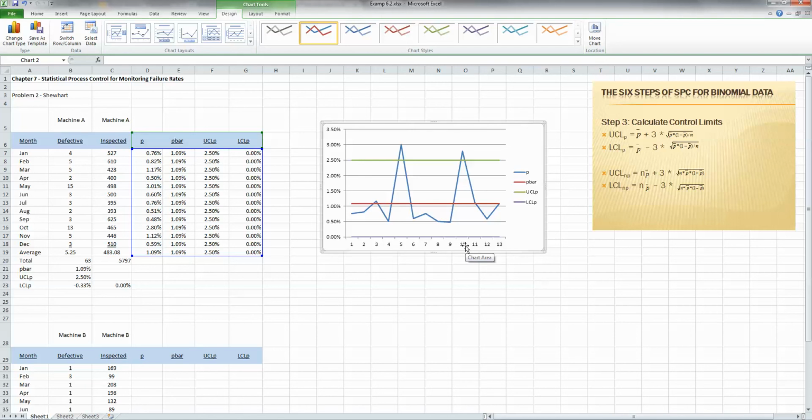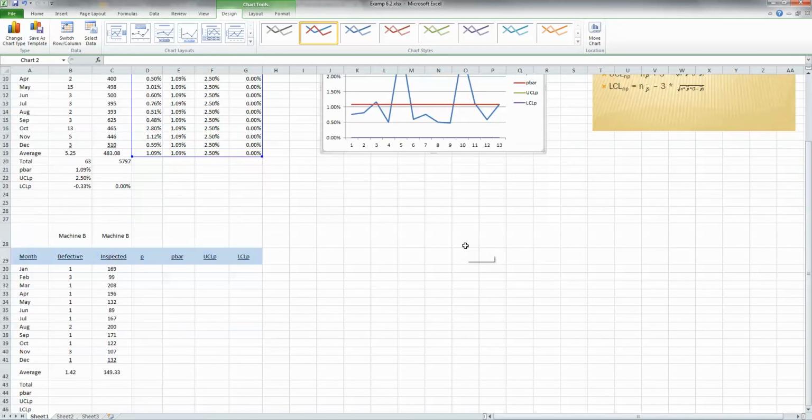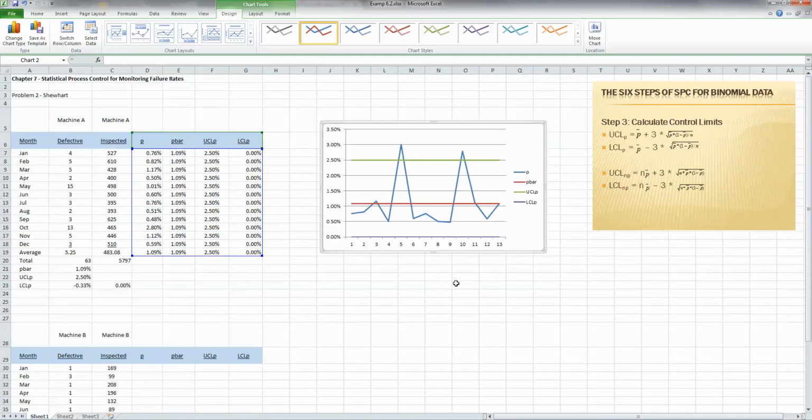And if I had more time, I would make another graph for machine B and do some comparisons to see if that gives me any more information. So that's all there is to it. I think it's a bit simpler and more intuitive than the XBAR graphs in a way.